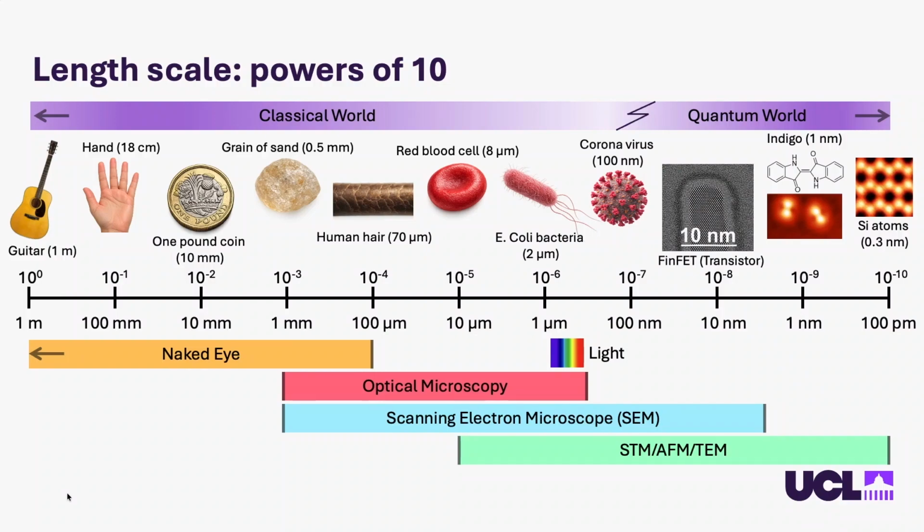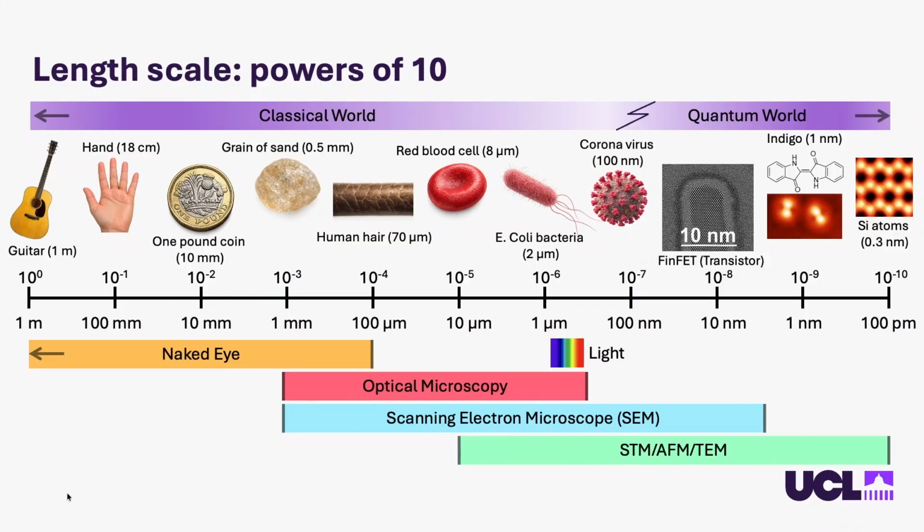an optical microscope. Scanning electron microscopes operate very similar to an optical microscope, but rather than reflecting optical light, we're reflecting electrons. And then we have the regime of scanning probes. So this is scanning tunneling microscopy. That's the technique that we use. There's a related technique, atomic force microscopy. And the last one here, this is transmission electron microscopy. So this, the FinFET transistor, that's a transmission electron microscopy.